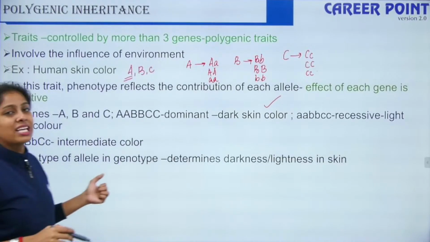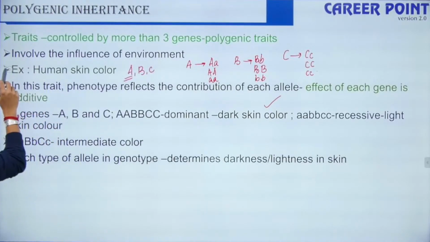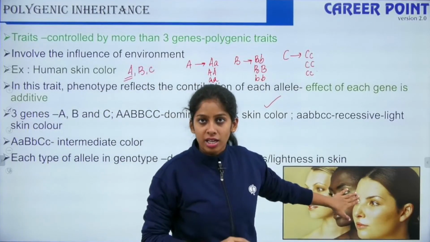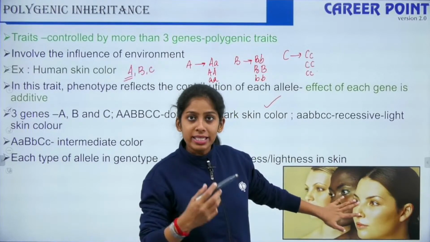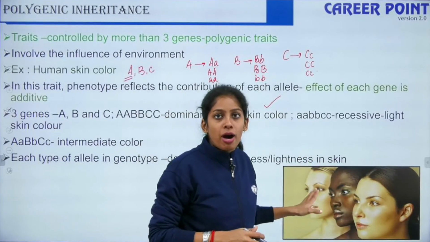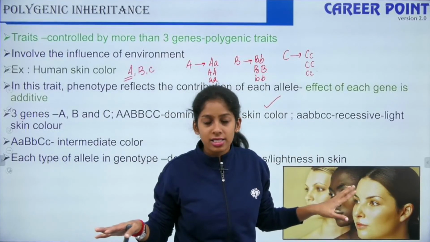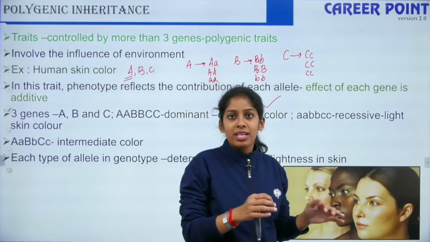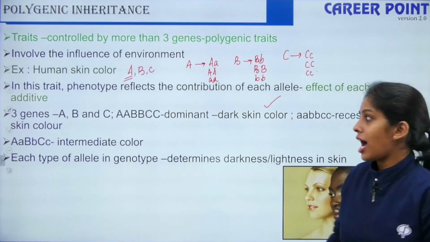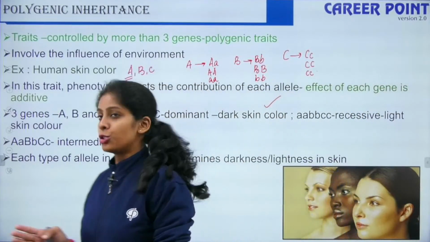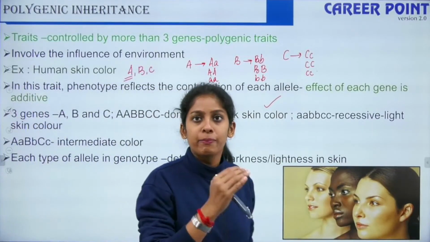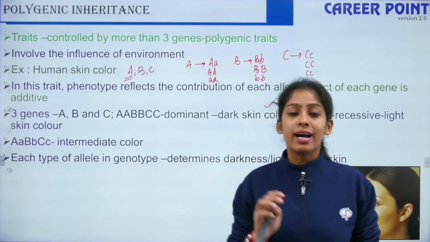So each type of allele in the genotype determines the darkness or the lightness in the skin, right? So when all the genes are in the dominant condition, the person is very dark. The more amount of pigment is being produced, right? If there is less amount of pigment, that is if everything is in the recessive, that is light color. If it's in the heterozygous condition, it is the intermediate. So I guess I have intermediate genes because I am neither too fair, nor too dark. So that is how you see how a single character is controlled by 3 genes.